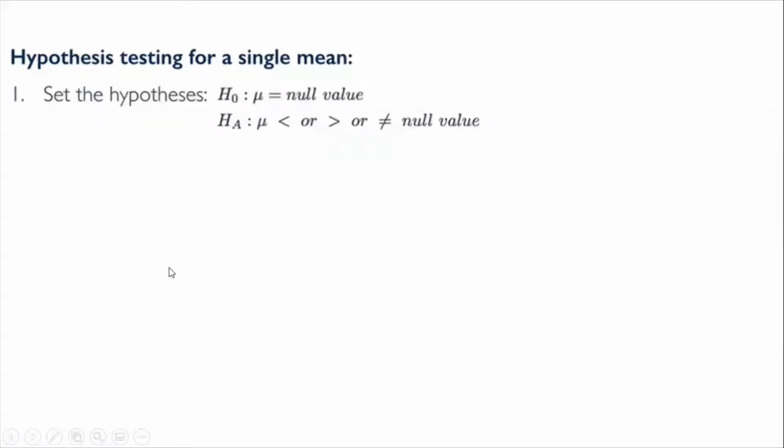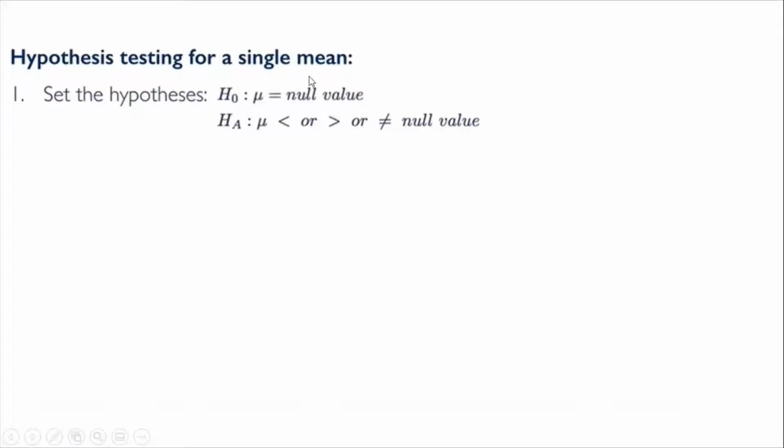So first, we need to set the hypothesis. What is the hypothesis? There are two types of hypotheses. One is the null hypothesis, which has a null value. This is for the mean, so we write the mean symbol mu is equal to the null value. If it is a proportion, then we write the proportion symbol and then the null value.